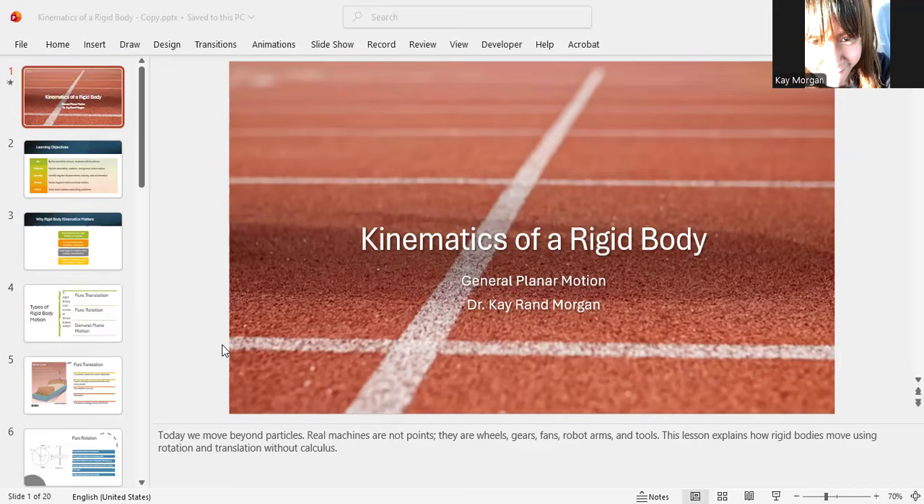And in this chapter, we're gonna study a little bit bigger stuff, and that we call rigid body. Real machines, of course, in mechanics and mechanical engineering or mechanical engineering technology, we don't have points. So instead of points, you have to look at them like your wheels, gears, your fans, your robot arms and tools, etc. But you can relate points, objects, rigid body to everything we have in mechanical engineering technology.